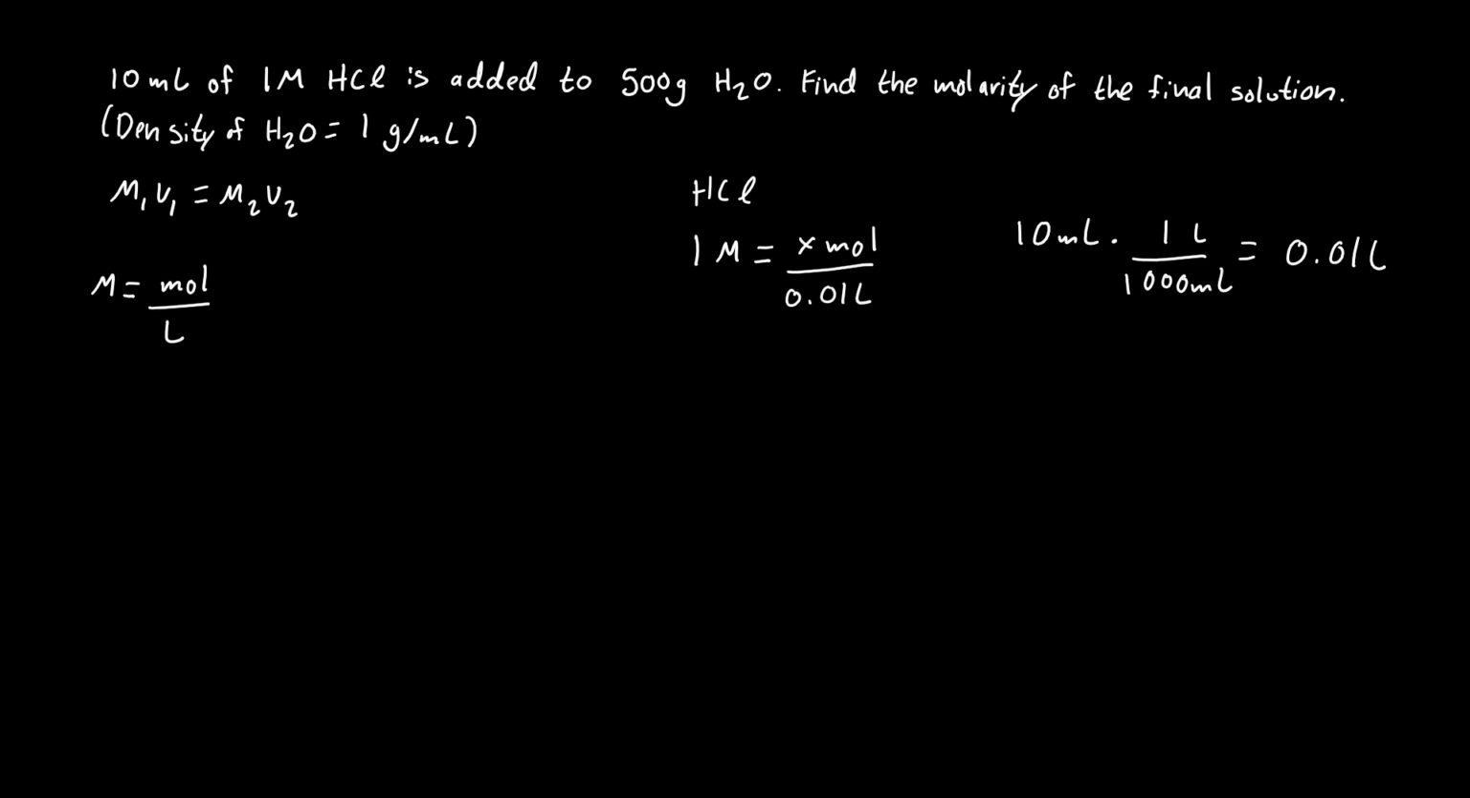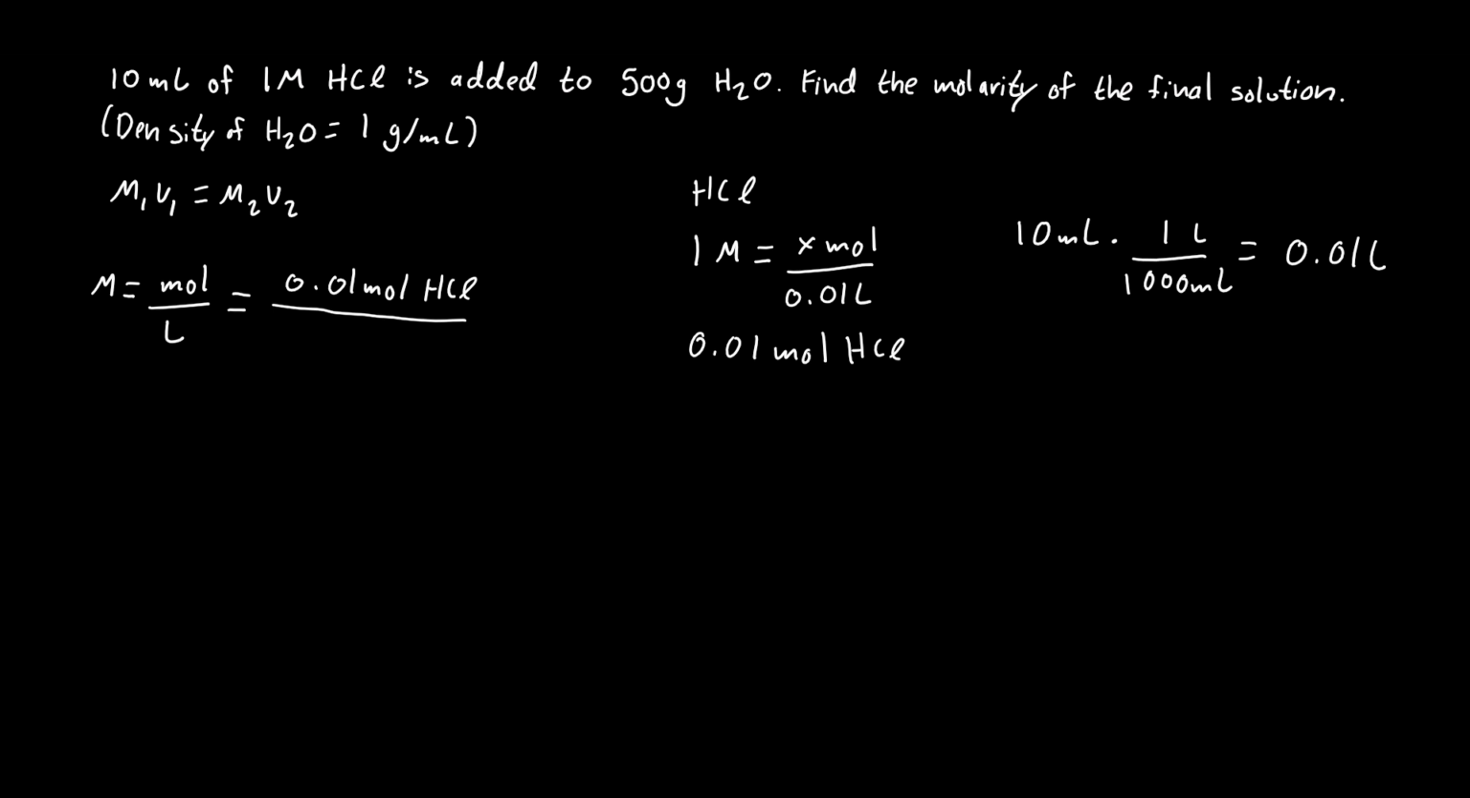Now if we solve for X number of moles, we get that there is 0.01 moles of HCl. Now if we plug that into the top of our equation back at the start, we have 0.01 moles of HCl, and we want to know the total volume.